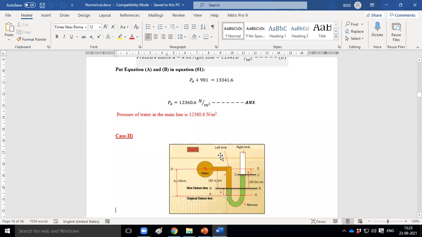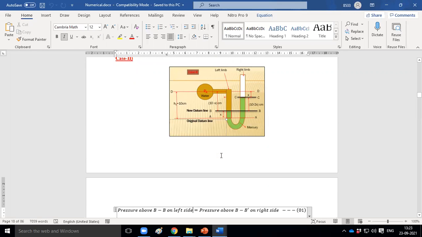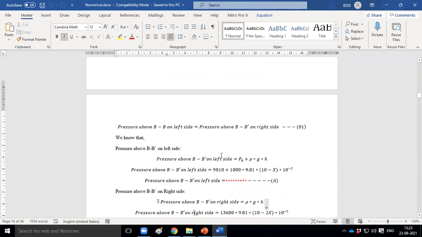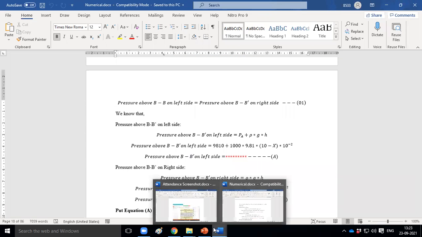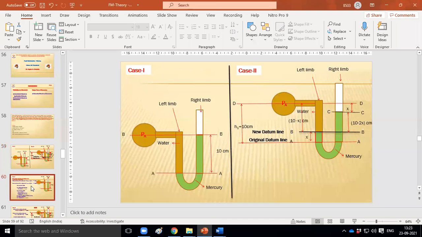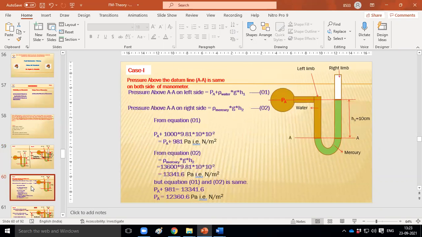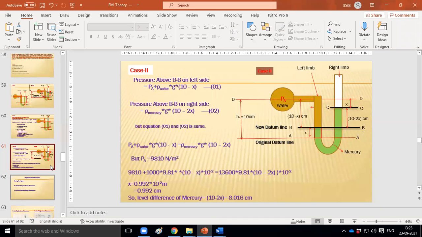Pressure of water in main line: 12,360.6 Newton per meter square is the pressure. And this pressure is reduced by 9810 in the second case. Okay, so this is the second case, equation pressure above BB.